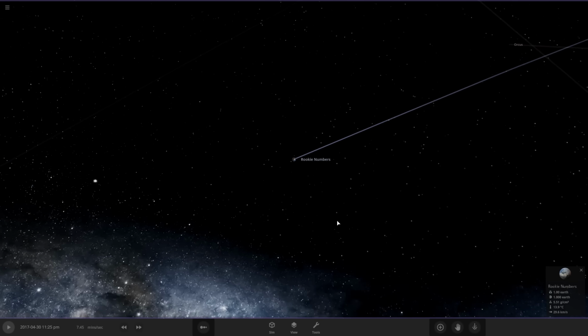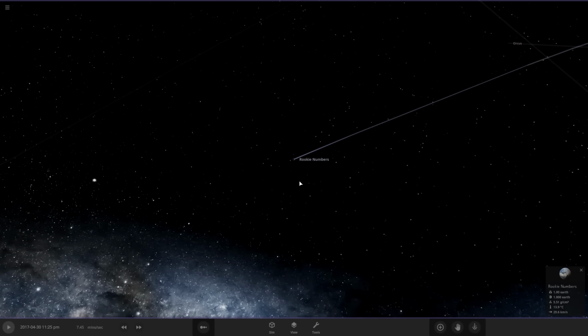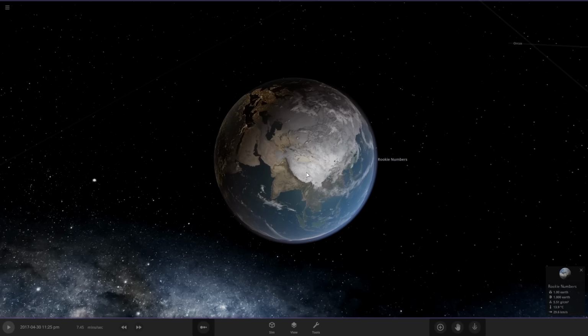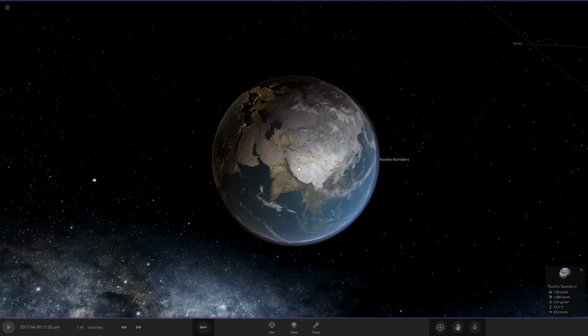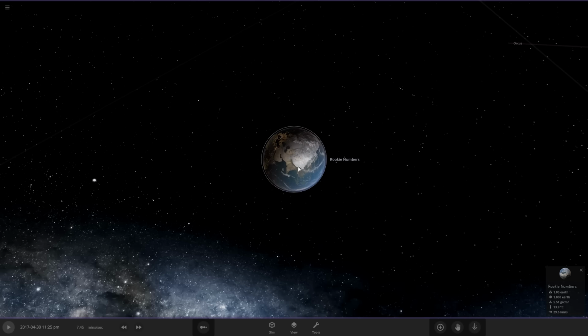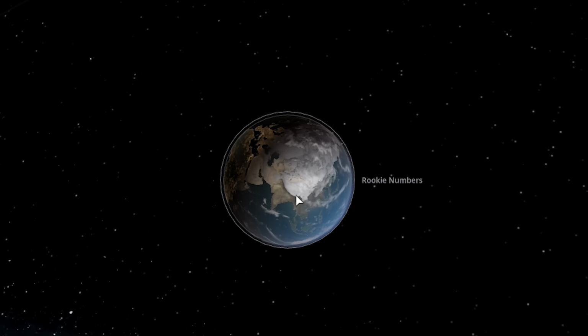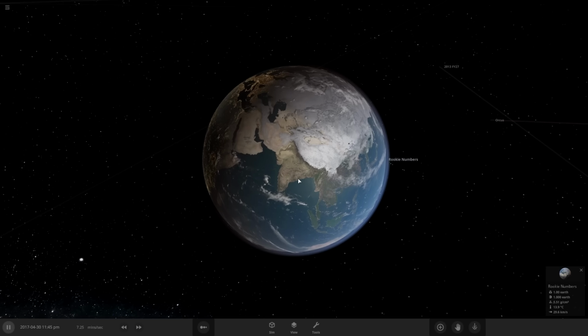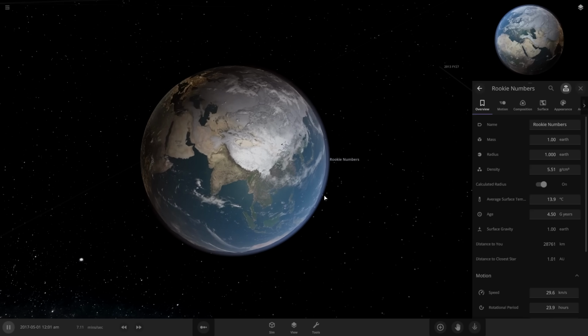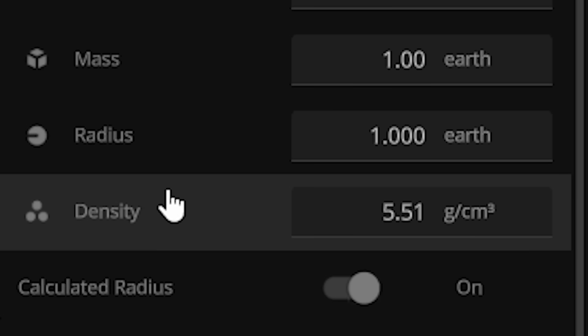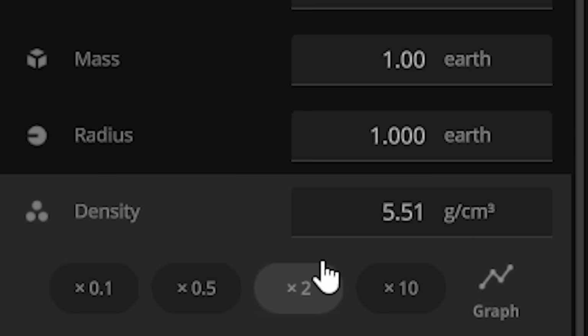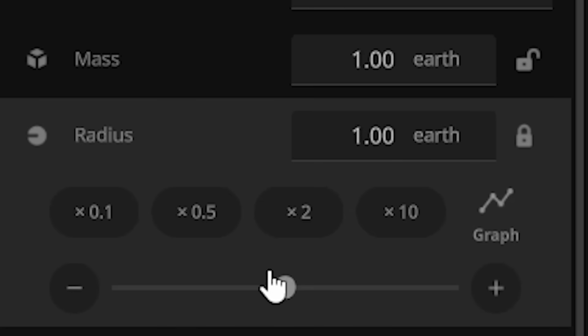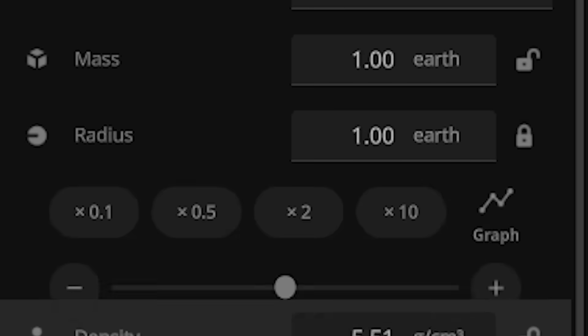Okay, so first things first. We're going to start increasing the density of rookie numbers over here until it destroys the entire solar system. Then I want to slow things down and see what it does to different entities, like other stars or the Earth itself. See, the delicate balance of the solar system is kept through gravity. So when we start screwing this up by changing the density, I don't want to change the radius. I want that to stay exactly the same.